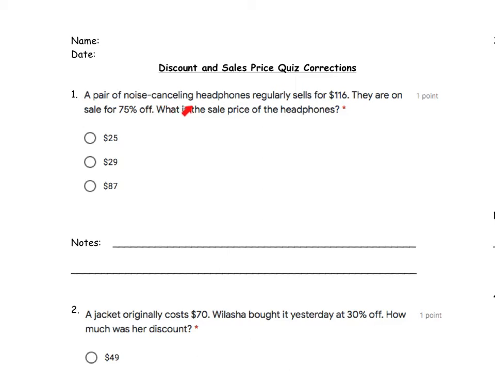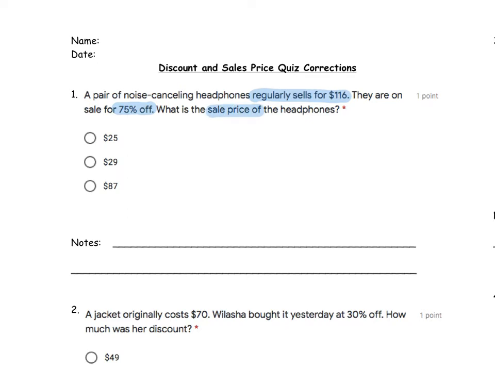A pair of noise-canceling headphones regularly sell for $116. They're on sale for 75% off. What is the sale price of the headphones? So when we're given a word problem, the first thing is we want to identify important information. So the regular price is $116. They're on sale for 75% off. That's the discount rate. And it asks, what is the sale price?